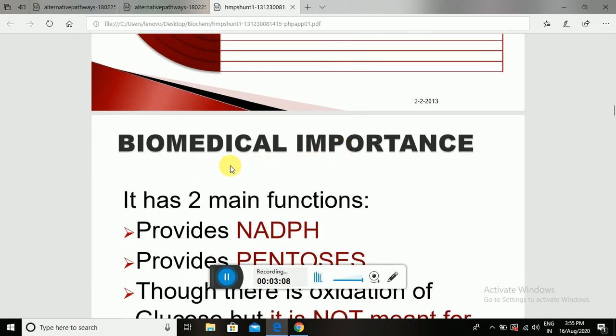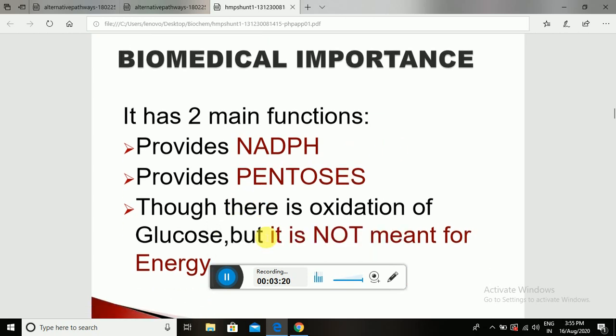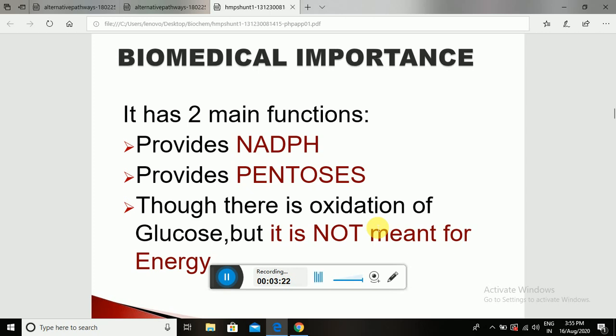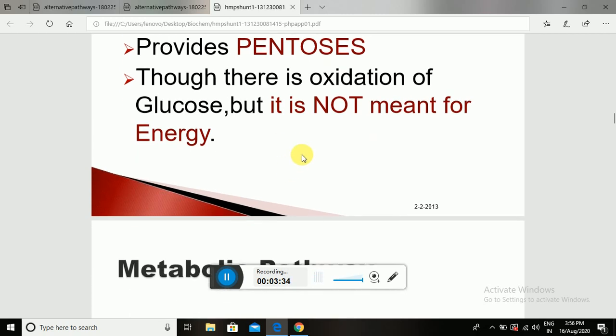The biomedical importance is that it has two main functions. It provides NADPH and also provides pentoses. There is oxidation of glucose, but it is not meant for energy. It is not a pathway carried out for energy generation; the energy generating pathway is mostly glycolysis. Most of the time this pathway is carried out for the synthesis of pentoses.